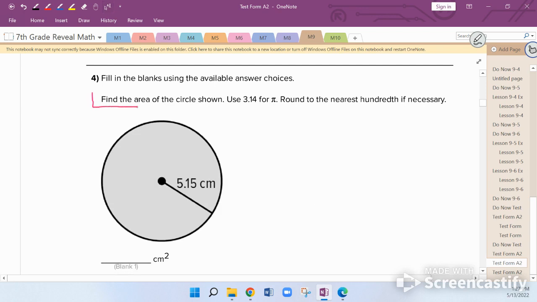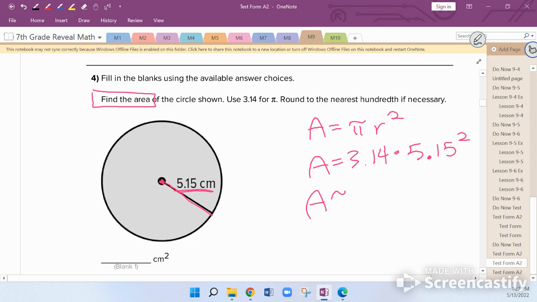This says find the area. I like to box out what I'm trying to find. It gives us this information here. And we look on our formula sheet for area, which is pi r squared. It says use 3.14 for pi. And radius is the distance from the center of the circle to the edge. So that's going to be 5.15 squared.